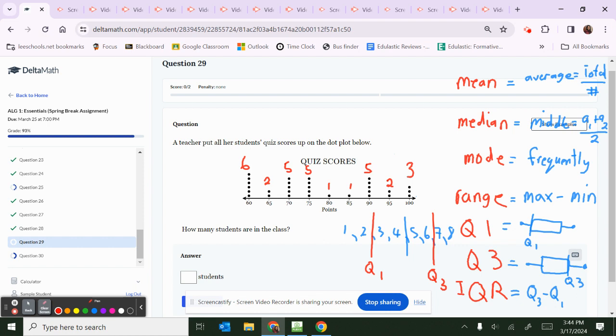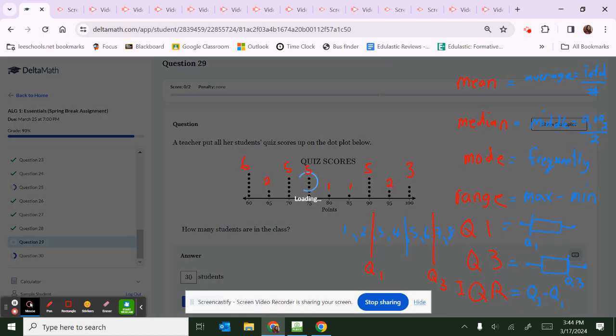8 plus 5 is 13. 13 plus 5 is 18. 18 plus 1, 19. Then 20. 20 plus 5 is 25. 25 plus 2 is 27. 27 plus 3 is 30. You can put that in your calculator, but I'm choosing not to. Okay? So there's 30 people in the entire class.